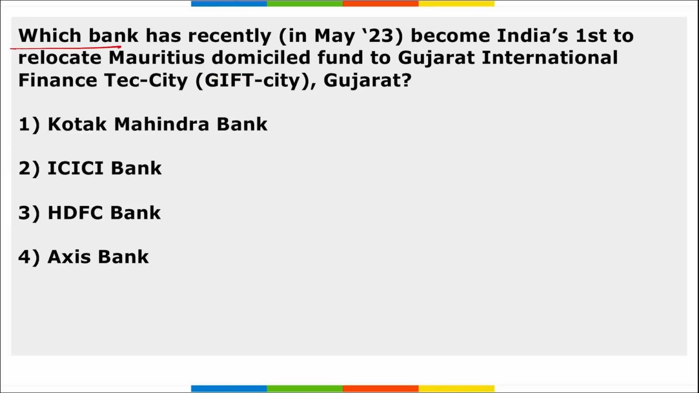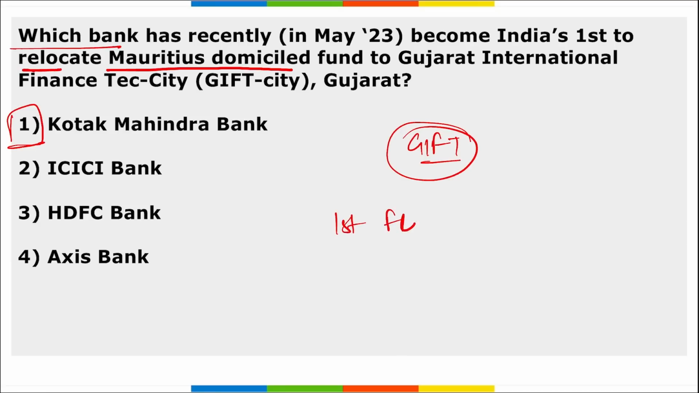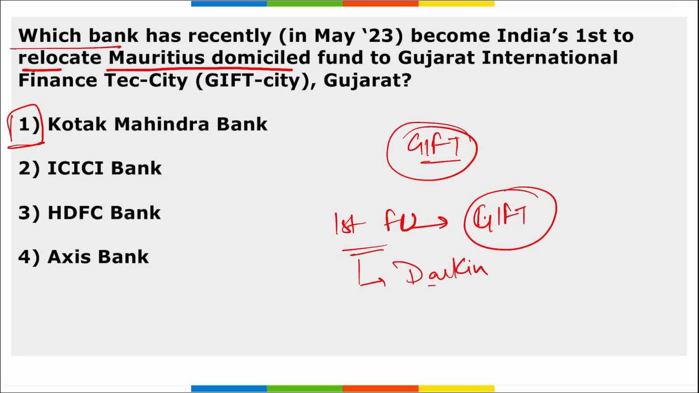Next, which bank has recently become India's first to relocate a Mauritius domiciled fund to GIFT City, that is in Gujarat? It is Kotak Mahindra Bank that became the first to relocate a Mauritius domiciled fund to GIFT City. And also tell me which is the first foreign university setting up its campus in India. It is in GIFT City only, that is in Gandhinagar, Gujarat. And which is that foreign university? It is Deakin University, and Deakin University is from Australia.